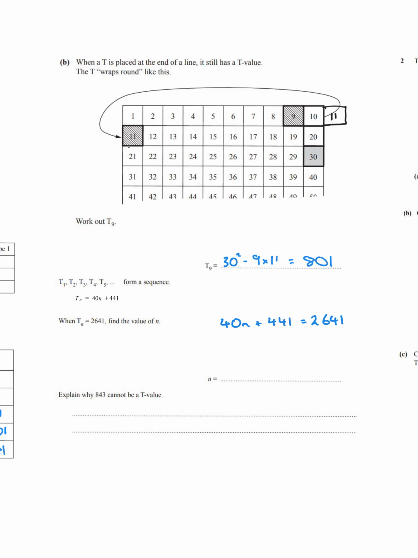What should I do? Take away 441 first of all. I'm reaching for my calculator. You can probably do this in your head. I just don't want to make any mistakes on the video. So I'm getting 40n is equal to 2200. And then I need to divide by 40, and I get an answer of 55.